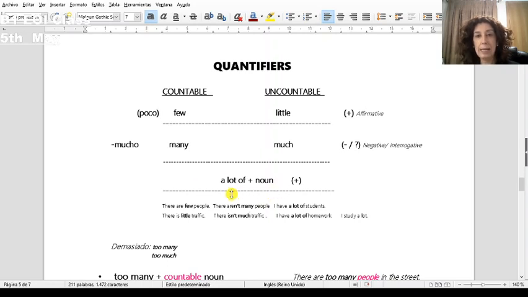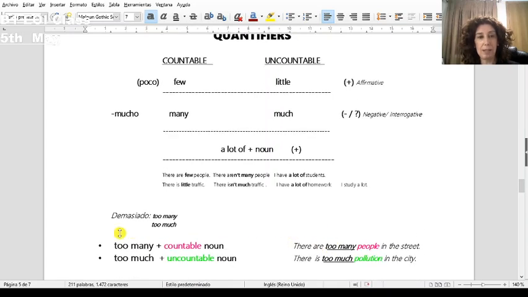¿Vale? Y es a lot of más un sustantivo. Tengo que decir de qué hay mucho. A lot of students, a lot of homework. Cuando no pongo of, cuando es una short answer, cuando no digo de qué. I study a lot. Estudio mucho. I love you a lot. I work a lot. No hay sustantivo, entonces no pongo of. ¿Clear? Vale. Ahora vamos a los emphasizers. Vamos a enfatizar. ¿Vale? ¿Cómo digo demasiado en inglés? Vale. Demasiado en inglés.